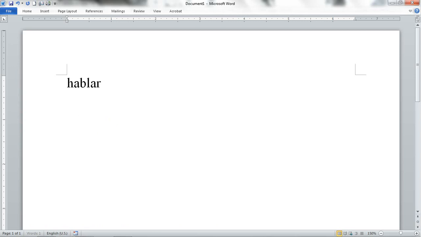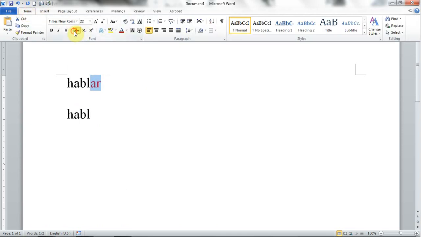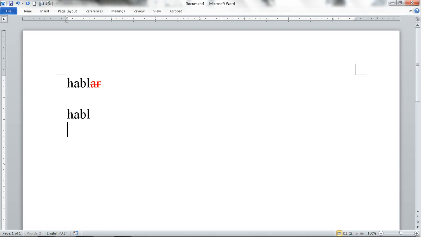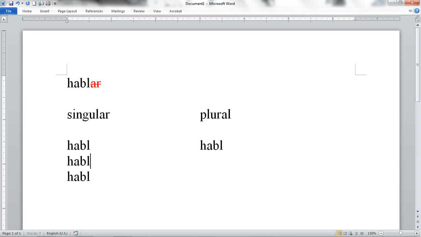Hablar, an AR verb. You're going to drop the AR and add the endings. Let's go ahead and put it 6 times first. On this side, we're going to have singular. And on this side, we're going to have plural. And we're not going to do vosotros.